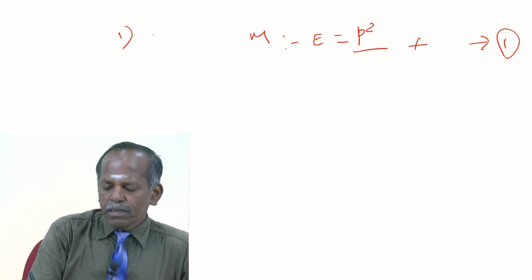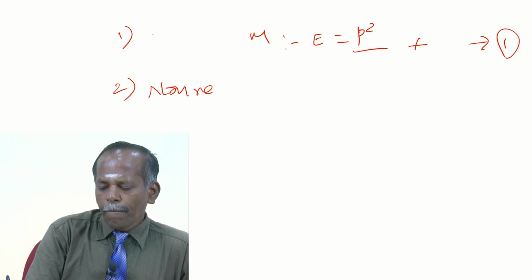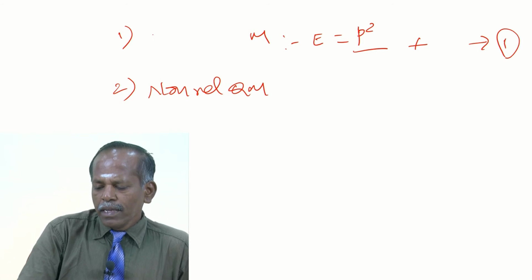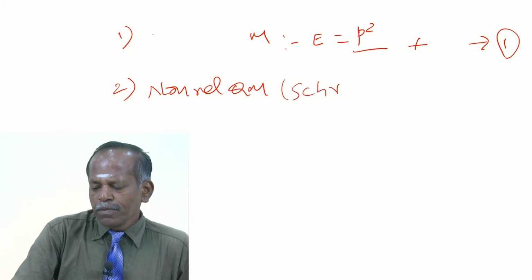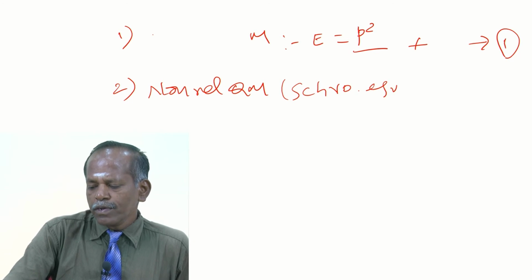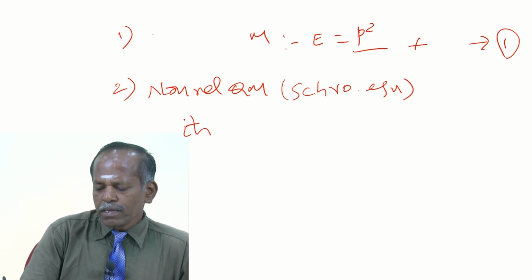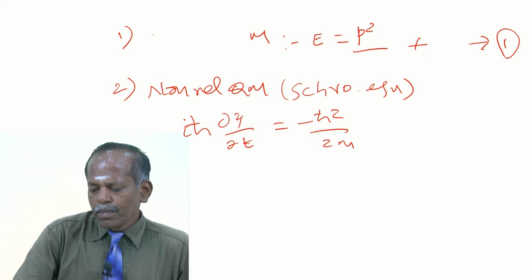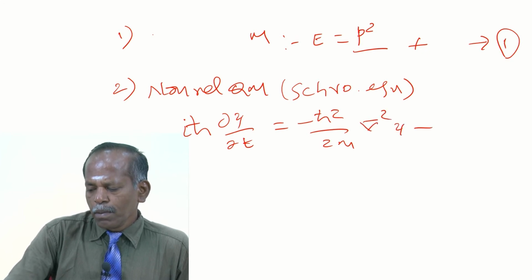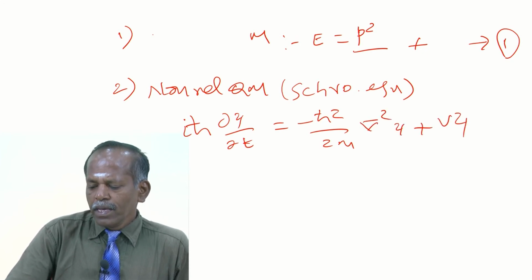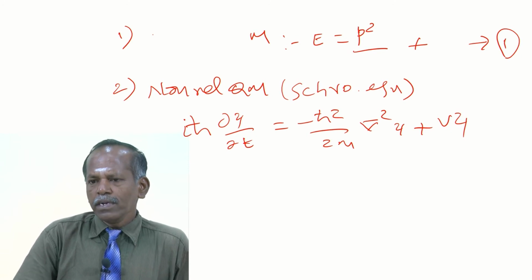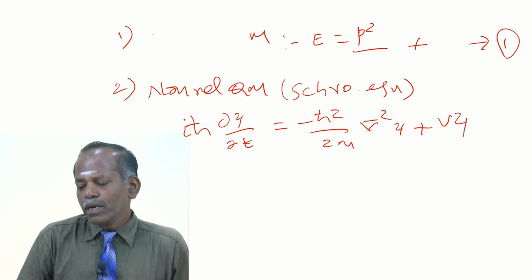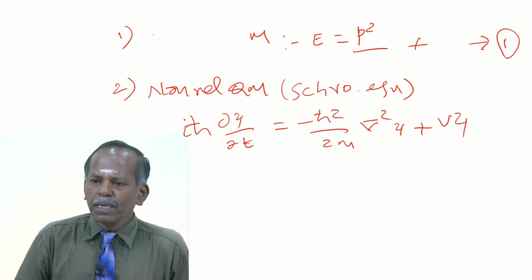non-relativistic classical mechanics. Now the second category is non-relativistic quantum mechanics. This I have already told, it is popularly called Schrodinger's equation. It is iħ ∂ψ/∂t equal to minus ħ square by 2m into del square ψ plus Vψ. Here ψ is the wave function that is common for any quantum mechanical equation. It may be removed off.